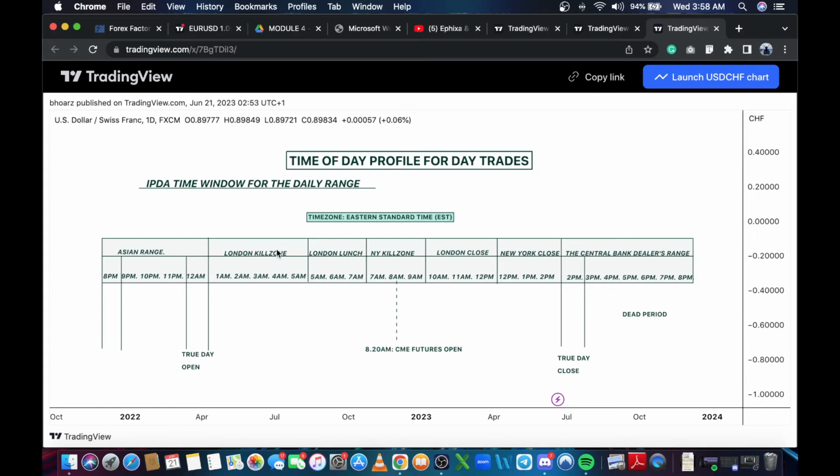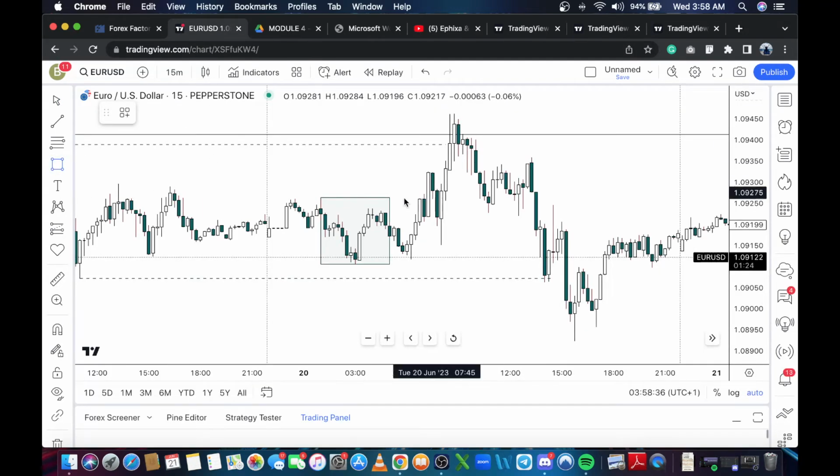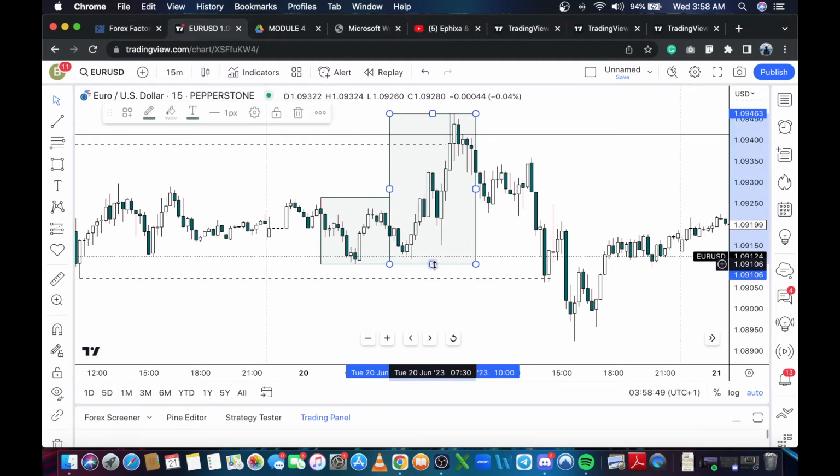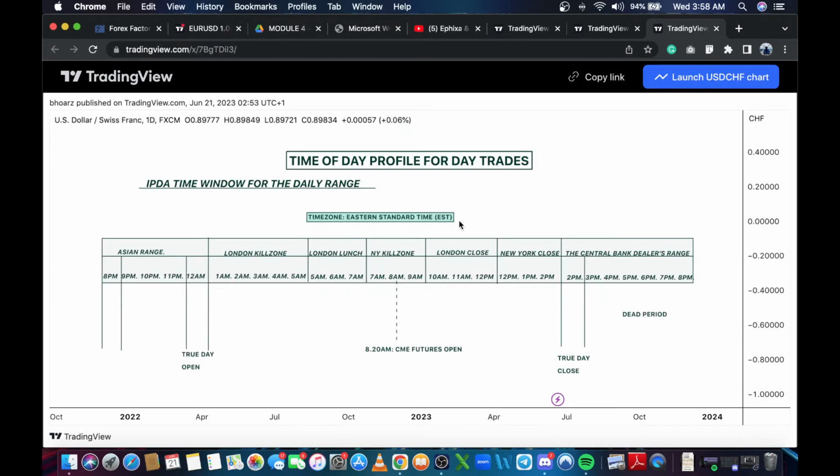And then we have our London kill zone, which is from 1 a.m. to 5 a.m. That's our London kill zone. So from 1 a.m. to 5. This is our London kill zone here. And then we're going to do the same thing for London lunch. 5 a.m. to 7 a.m. is the time zone for London lunch.